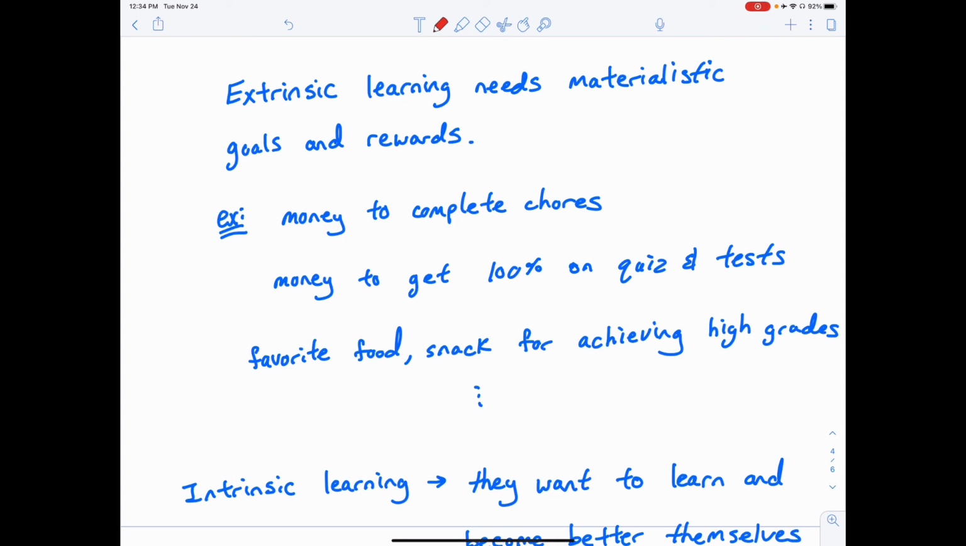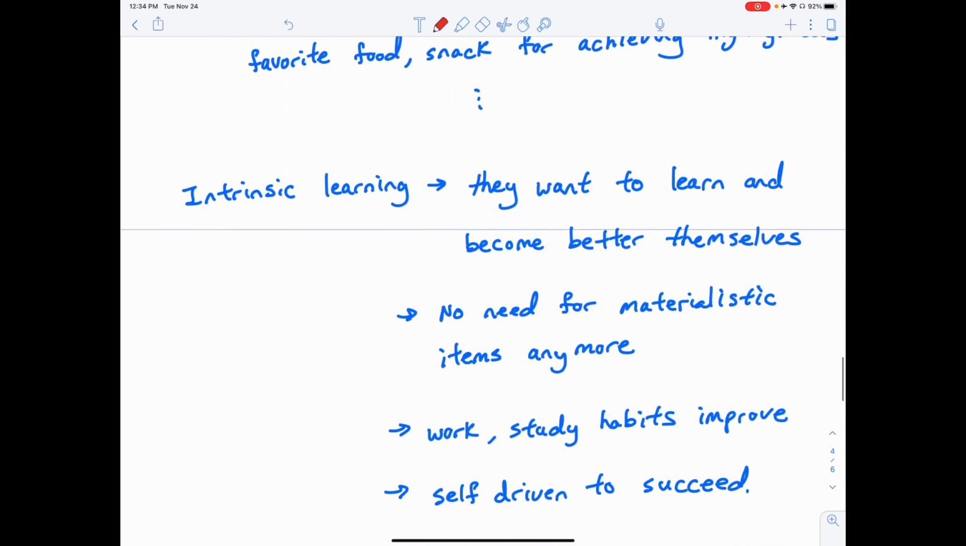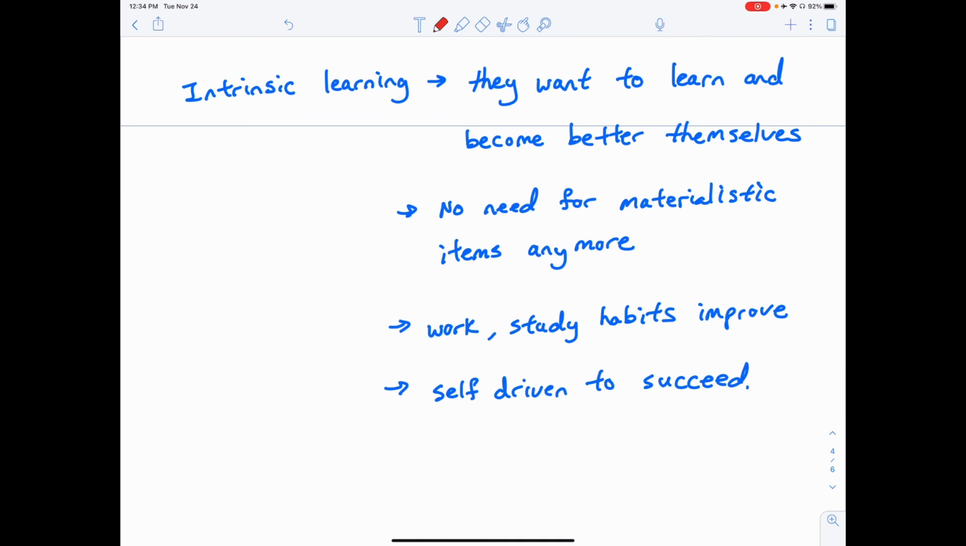Eventually, though, the best learners are going to be the intrinsic learners. In this situation, when they become independent and they want to learn and better themselves, this is a want that they want for themselves, not something that you have to force onto them. It is something that comes from within them. They no longer will need materialistic items anymore, like money, food. That doesn't matter to them. They just want to perform the best they can and outshine their peers.